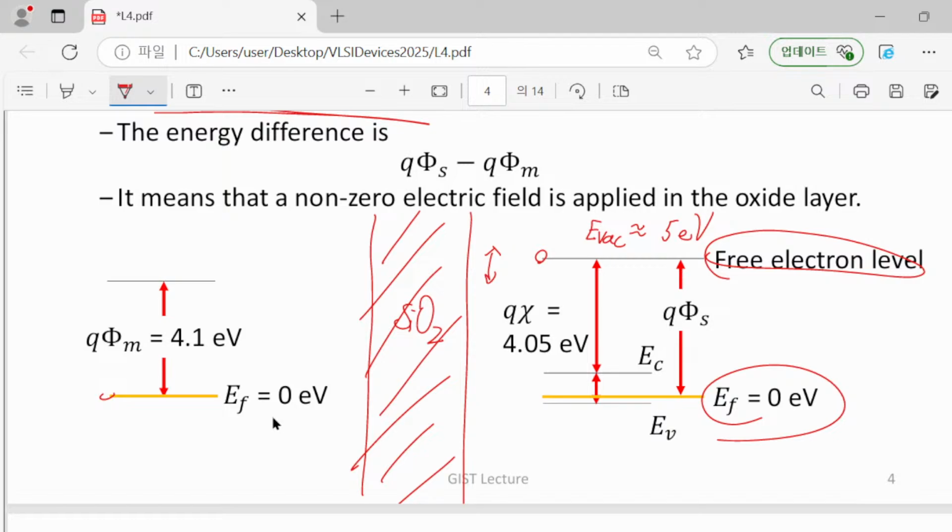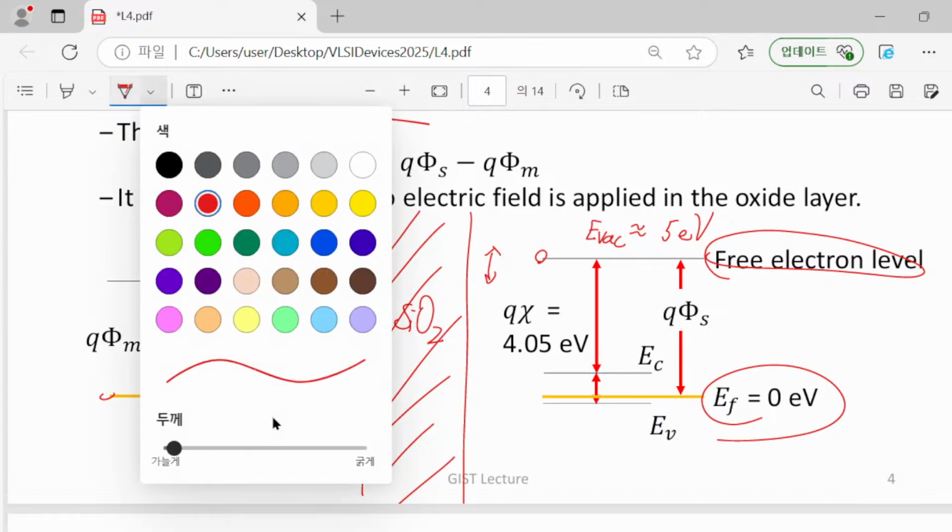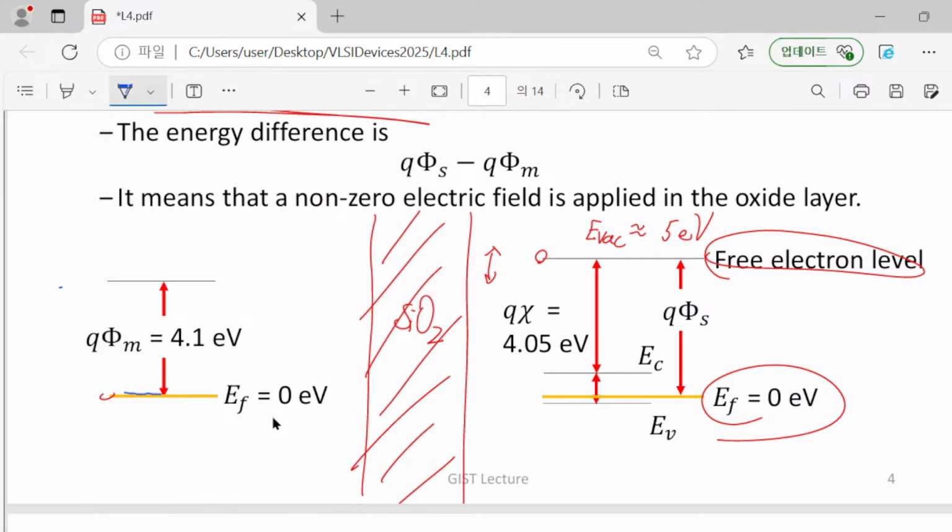I mean that up to now, in this case, when we have aligned Fermi level, there is no current conduction at all. Everybody can understand. However, let's say that if this is your Fermi level, then what will happen? Here we have a Fermi level, and here we have a Fermi level.